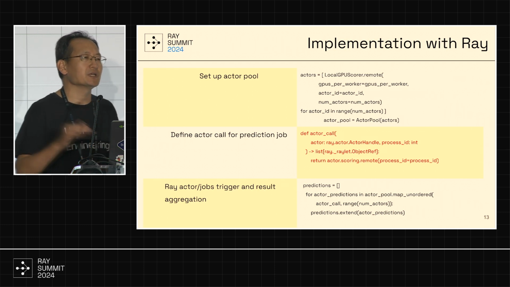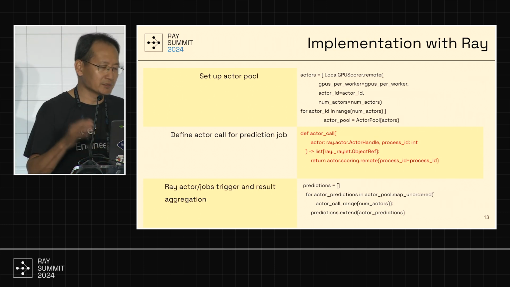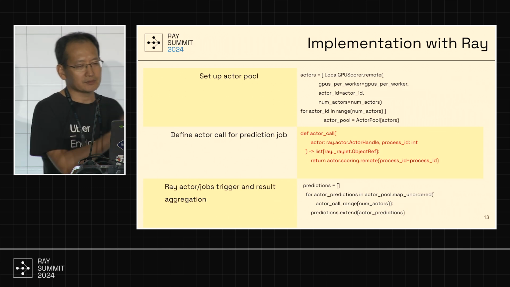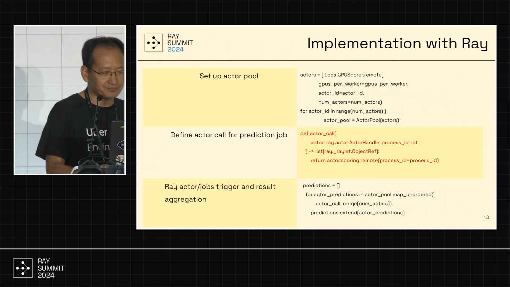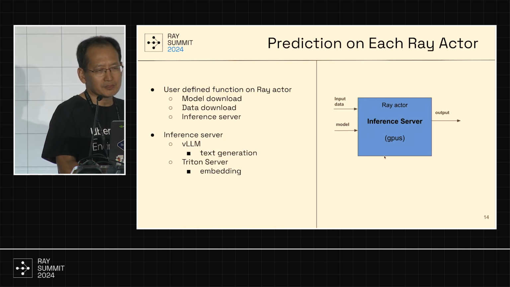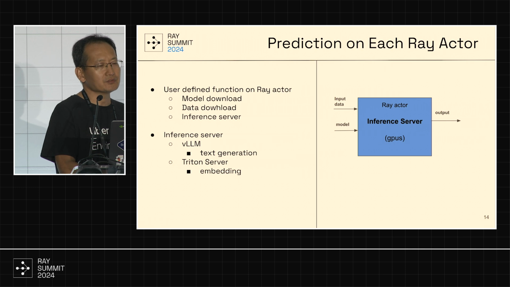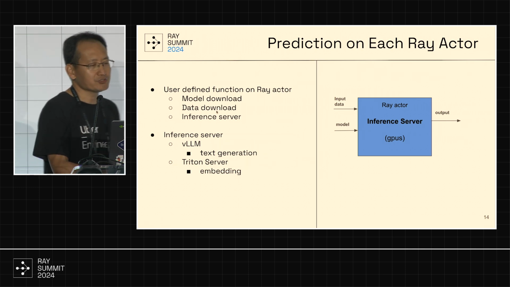Basically, you just expand your single node prediction to many, and every node is doing what it does for online. So it's prediction on each of the actors. You handle your own way of model download and data download. You can do some sharing or not sharing.